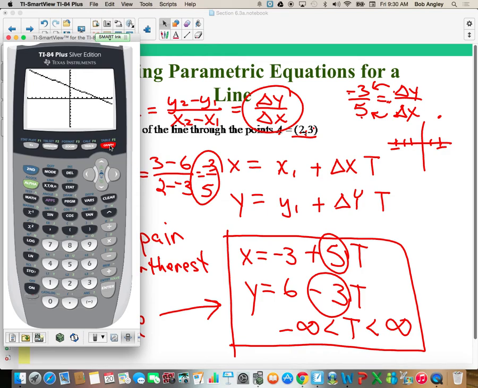Okay, now consider something with me right here. If I put in a 0 for t in both places, do you see I get -3, 6? So right here, I'm going to go second calc value, and I'm going to put in the t number 0. All right, and it should show me the -3, 6. So I know that the ordered pair that's B is on my graph now.